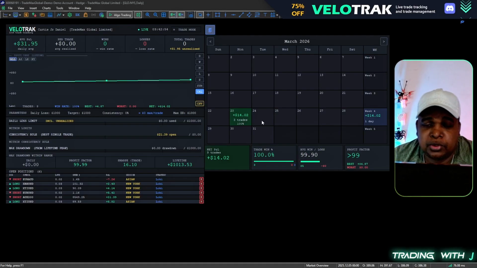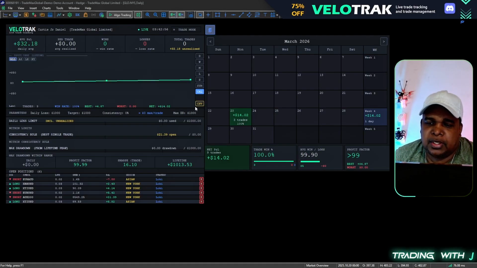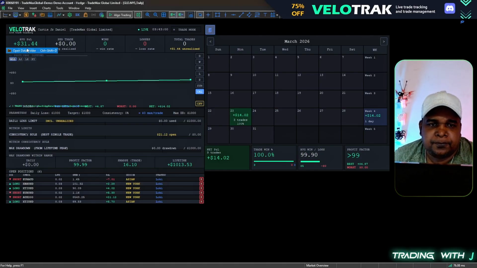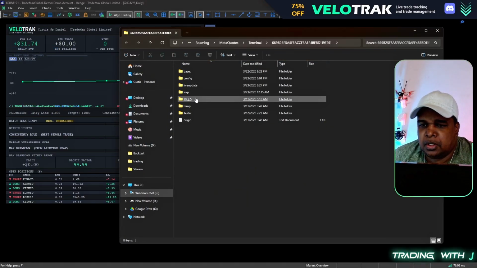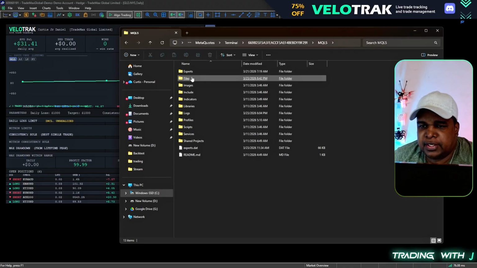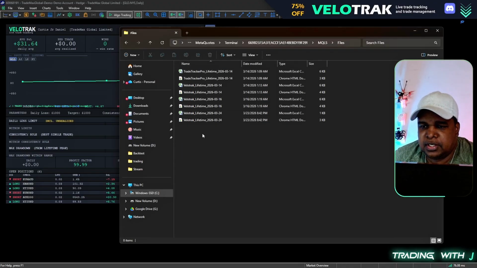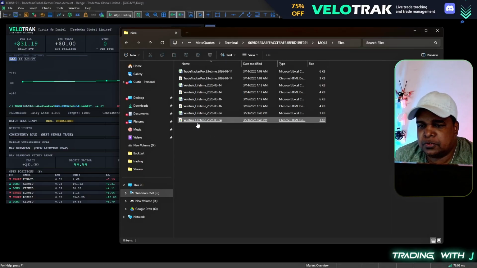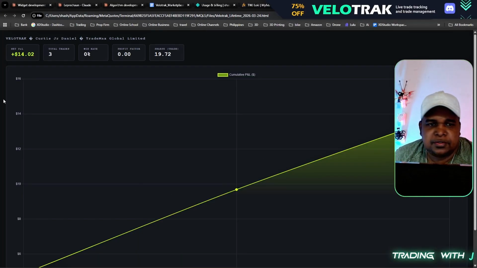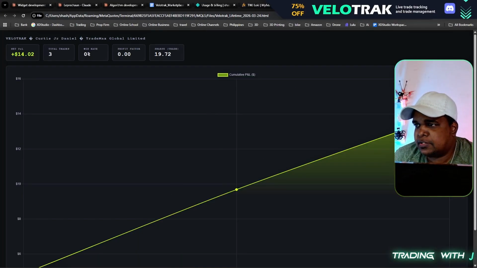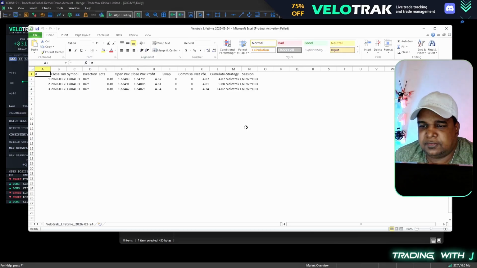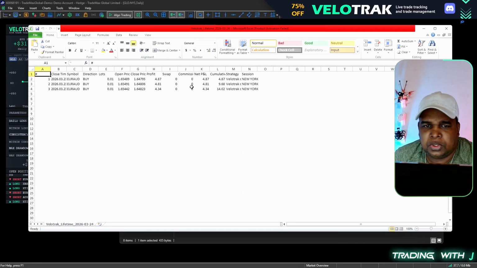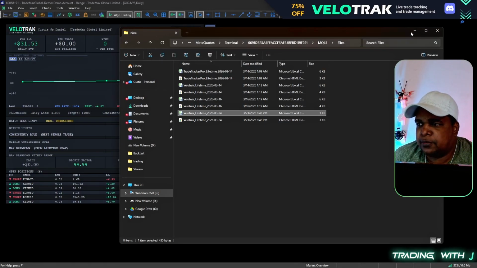You can export a CSV. If you click here, it will export a CSV file. So if you go to it, it will create a file here, and you can see here it exports the CSV. So this shows the equity curve, as well as you could get an Excel sheet with all your trade data if you want to do some testing.